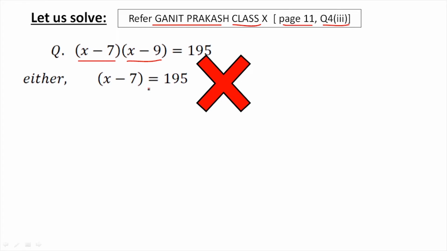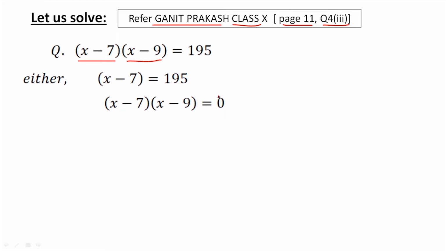Either or is only possible when the right hand side has the number 0. It should not be any other number excluding 0. Here it is 195, so this either or is not possible. Most students make a mistake here. They will directly write either x minus 7 is 195 and x minus 9 is 195. So this is completely wrong.